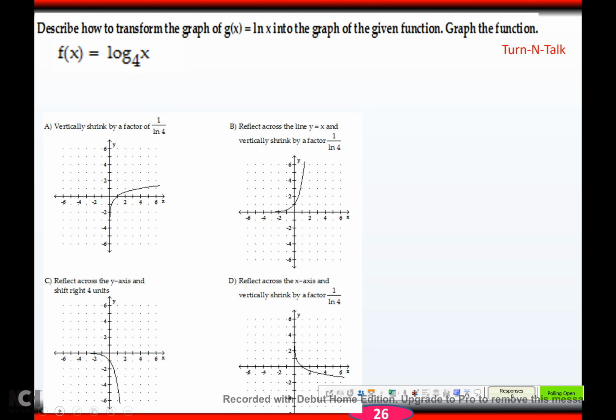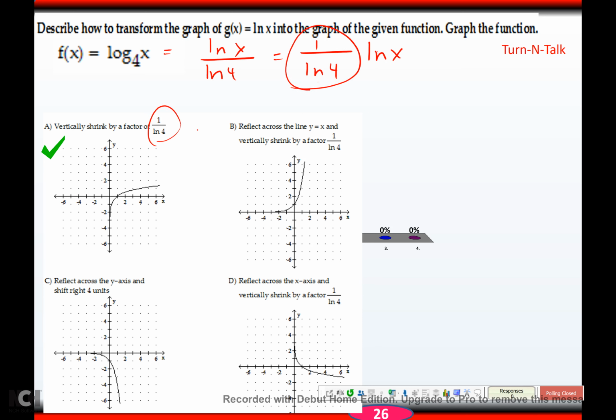Hit pause, come back when you're ready. And hopefully you got A. I would rewrite this as ln of x over ln of 4, which I would rewrite as 1 over ln of 4 times ln of x, which means I'm going to have a vertical shrink of this. They didn't turn it into a decimal, but that's going to be my vertical shrink, which means I'm going to take mother, who would do something like this, and I'm going to shrink her down.